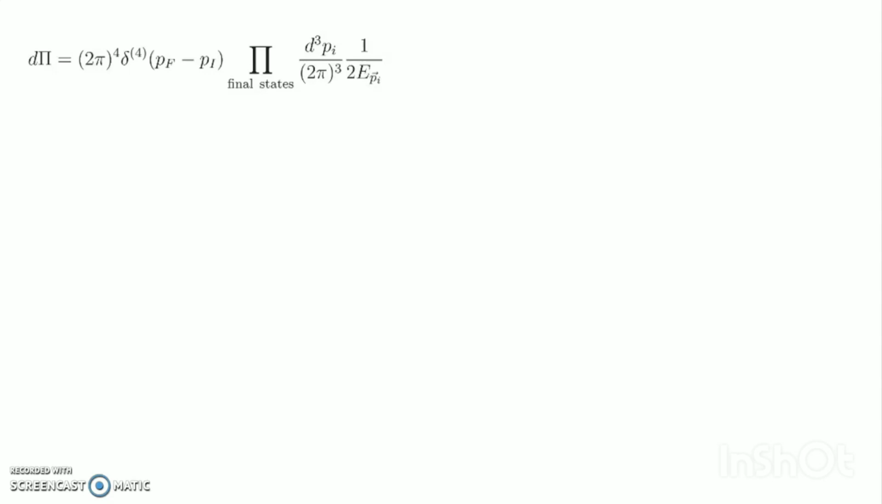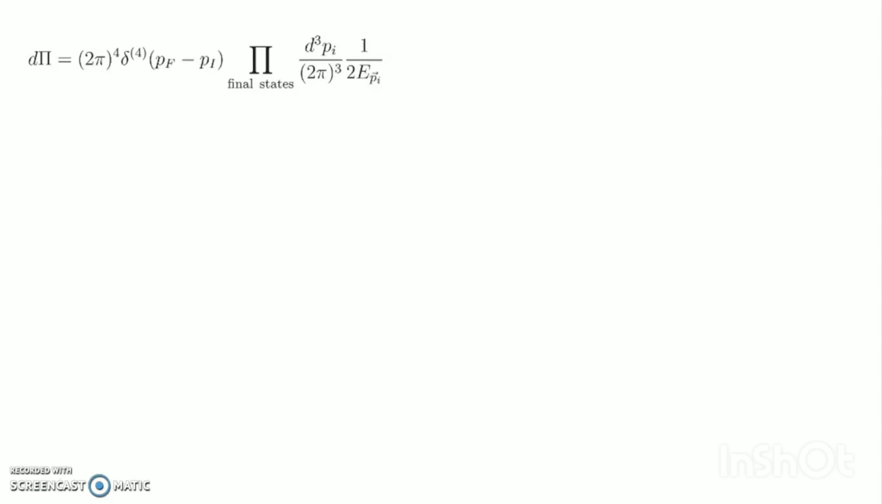As time t tends to infinity, we can write the delta functions. So (2π)² δ(ω)² is equal to 2π δ(ω) T. Okay friends, so final states, Fermi's golden rule.